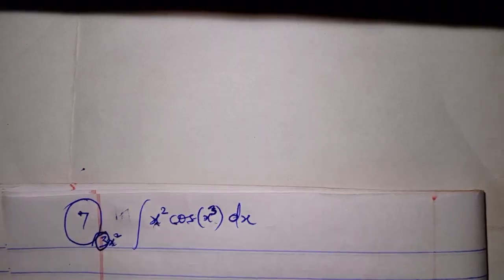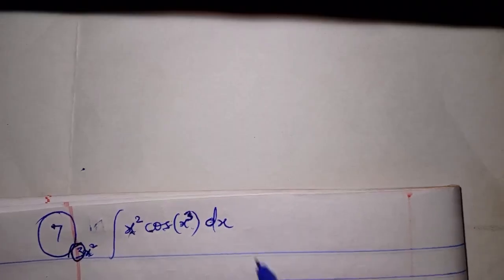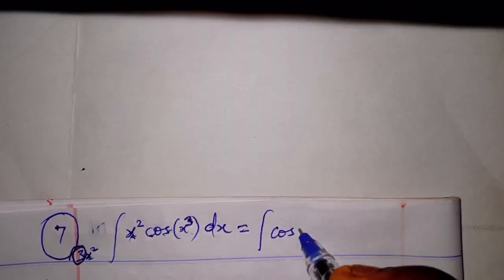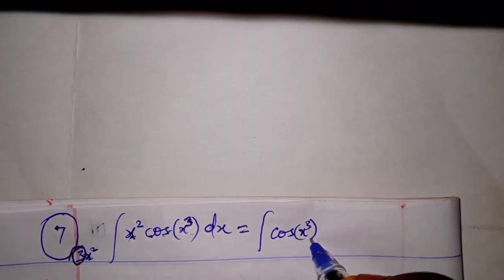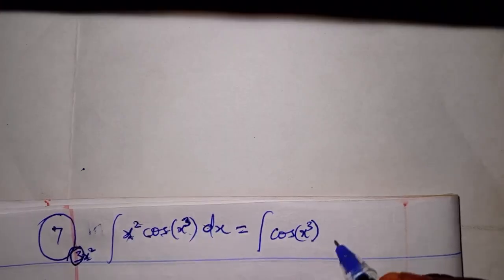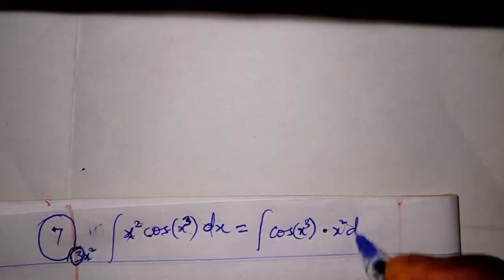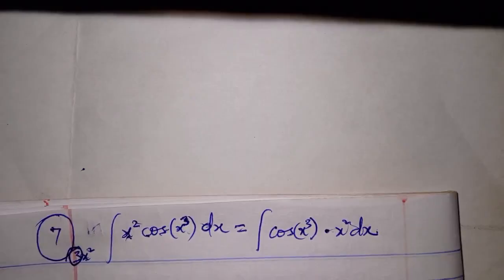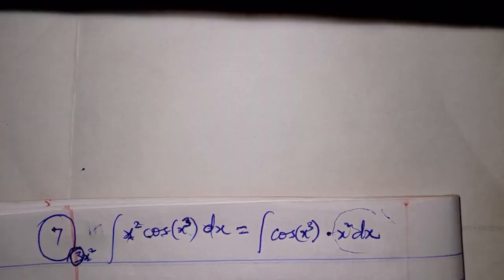So look at this integral like this: the integral of cos x cubed times this x squared dx. We are going to totally replace this x squared dx with something else. Watch.